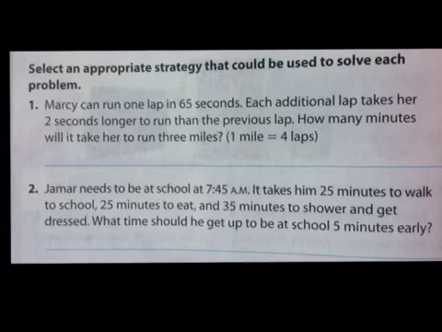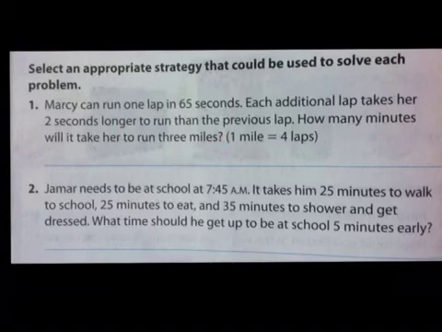Okay, let's put this to practice. Select an appropriate strategy that could be used to solve each problem. Number 1. Marcy can run 1 lap in 65 seconds. Each additional lap takes her 2 seconds longer. Obviously, she's slowing down. How many minutes will it take her to run 3 miles?